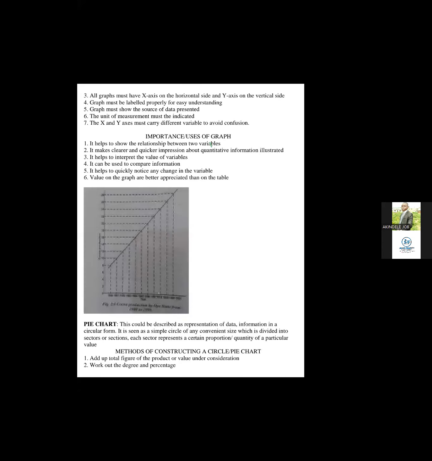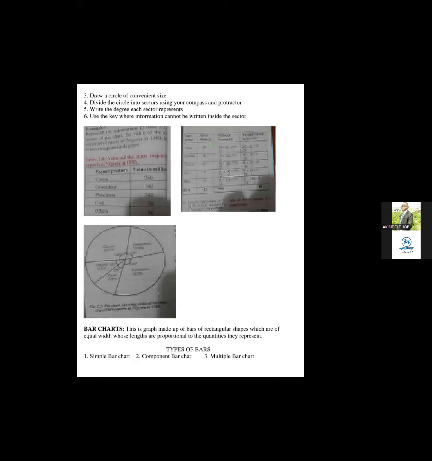Those are some of the rules that we have to follow when we are trying to draw or construct our pie chart. Now, if you look at number 2, it talks about working out the degrees and percentages. The use of percentage might not be compulsory, but the construction of degrees is what is most important.